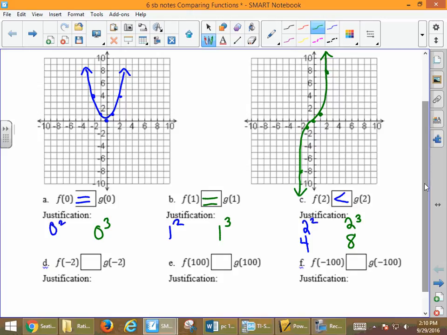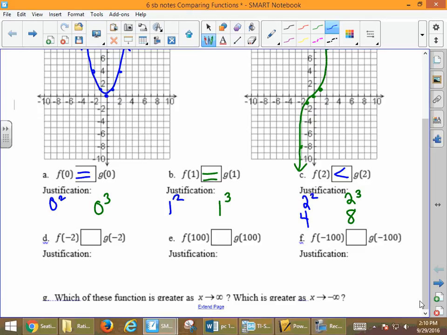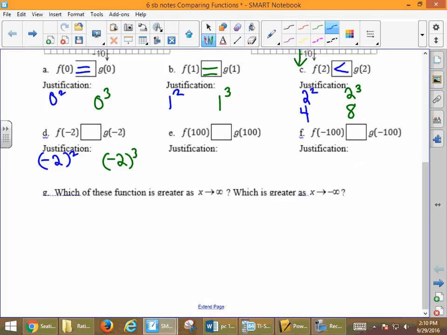Be careful on the next one, f of negative 2. Well, that means that we have negative 2 squared. And we're going to compare that to g of negative 2, which is negative 2 cubed. If we figure out those values, negative 2 squared means negative 2 times negative 2, which is positive 4. And negative 2 cubed is negative 2 times negative 2 times negative 2, which is negative 8. So we have a positive 4 and a negative 8. That means that when we evaluate our functions at negative 2, our g function is going to be smaller than our f function.